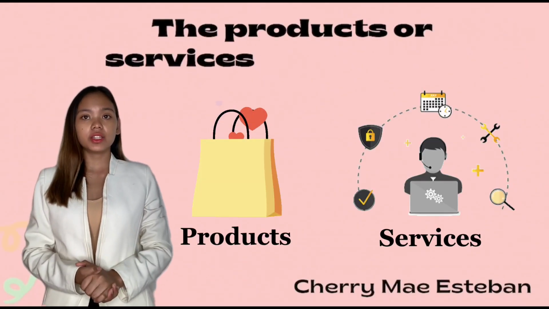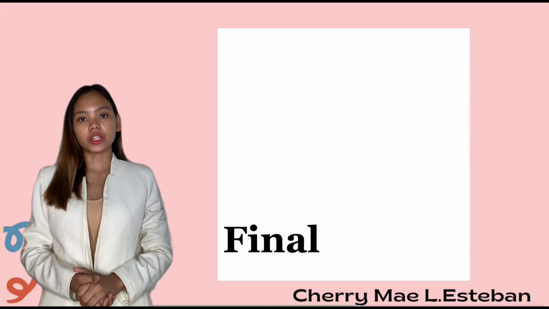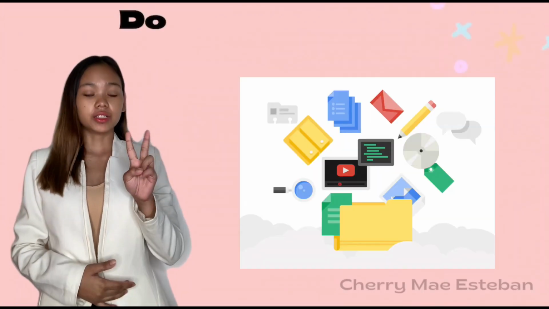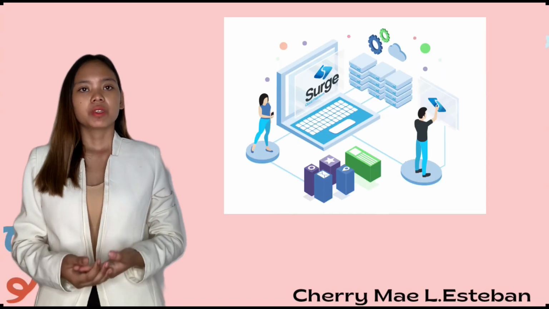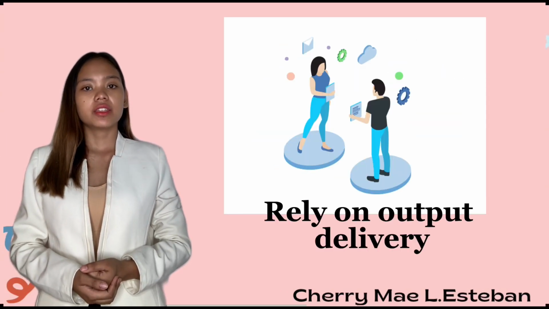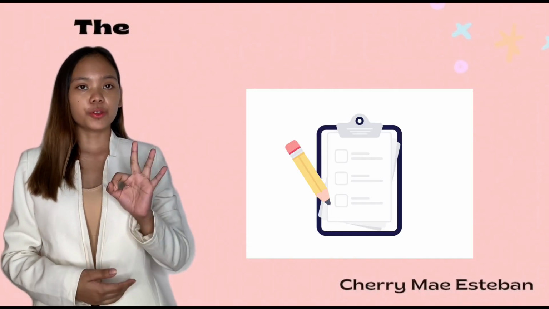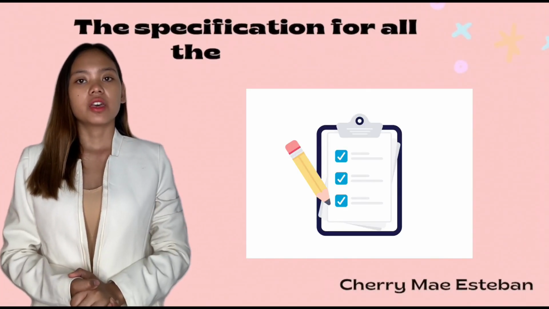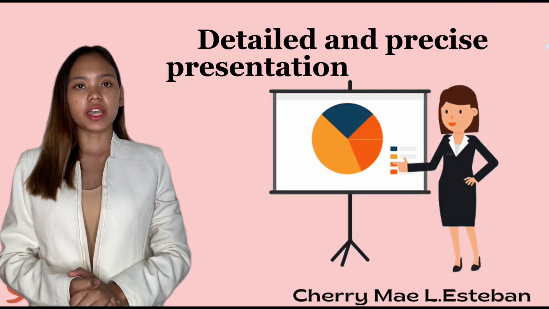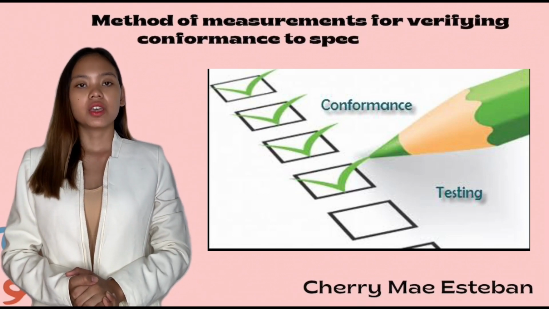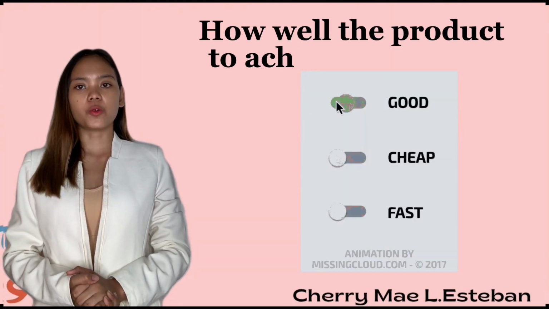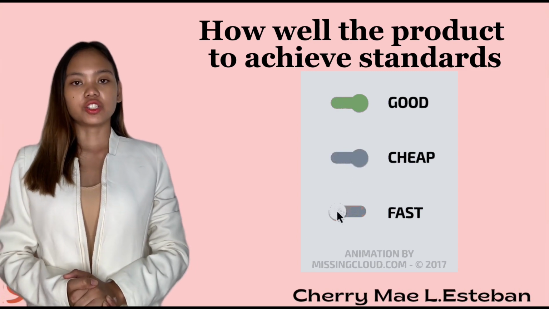This contains the following. First, the product or services to be delivered, which serves as the final output after the input and the process. Second, documents to be delivered. This is the heart of many critical processes because they rely on the output delivery that helps to minimize business risk. Third, the specification for all the above. This serves as a guide in detailed and precise presentation of the products or services. Fourth, the method of measurement for verifying conformance to specifications. This enables us to know how well the product meets the requirements in achieving the standard, such as the measurement.